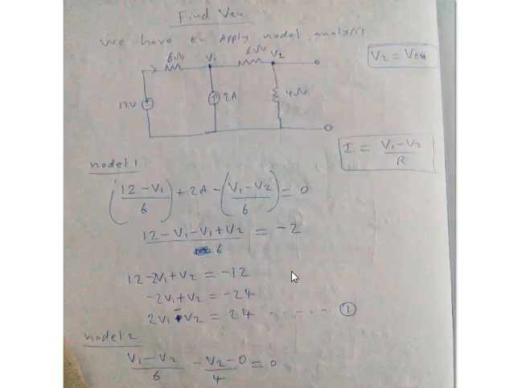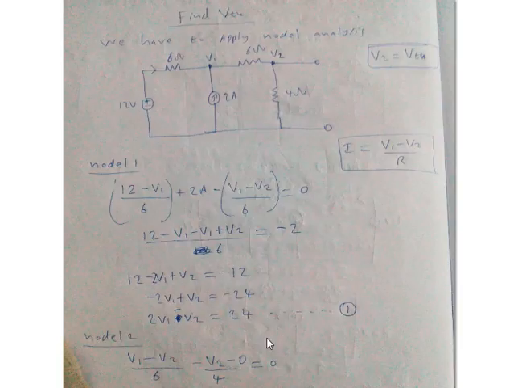So minus 12, minus 12, so that is minus 24. So minus 2V1 plus V2 is equal to minus 24. When we multiply that with the negative, 2V1 minus V2 is equal to 24. This is the first equation.